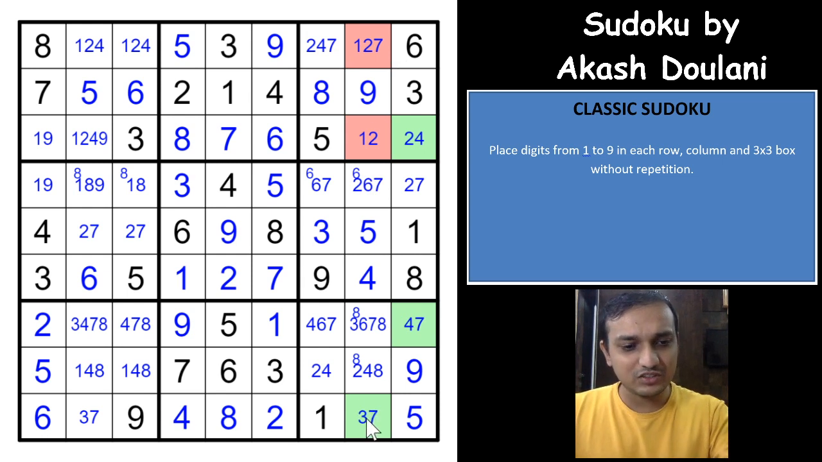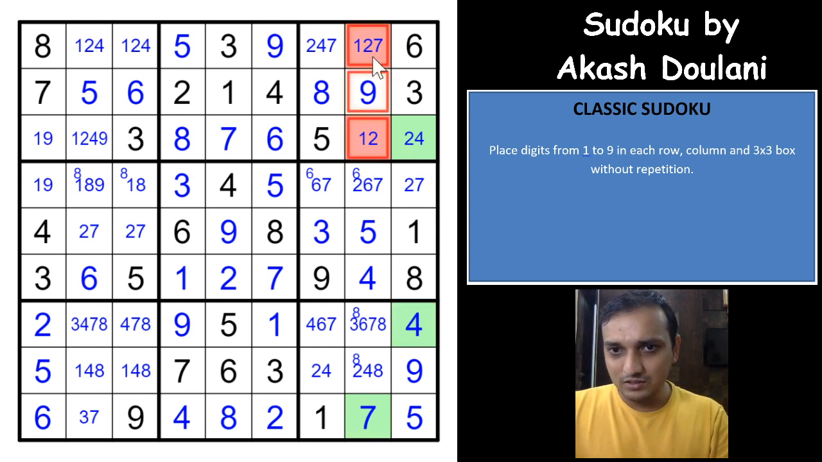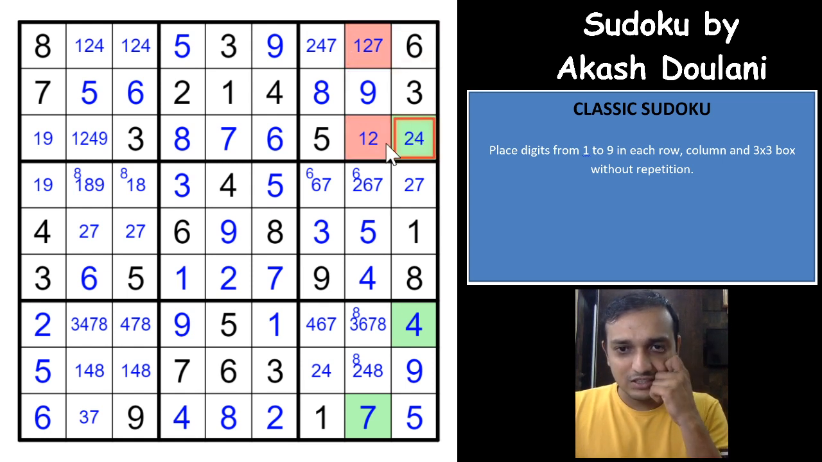So the moment you have a 7 here, this becomes 4. This becomes a 1 and 2 pair, that eliminates 7 from this cell and becomes a 1 and 2 pair. So you cannot have anything here. 2 is eliminated, 4 is eliminated.